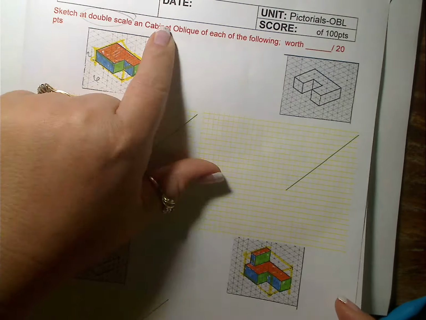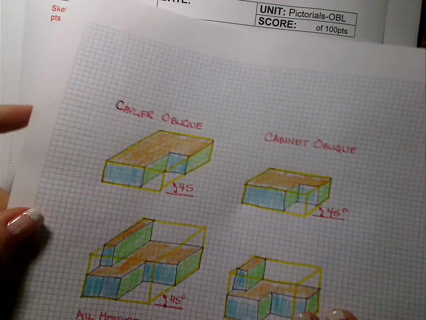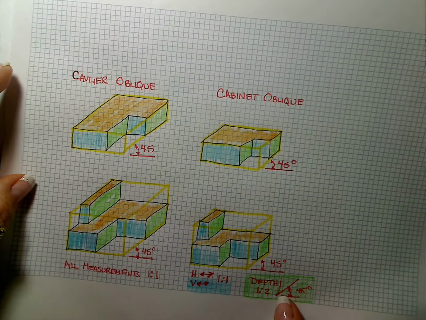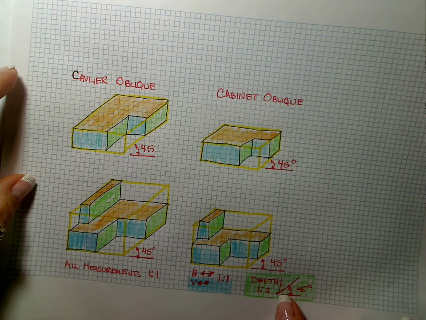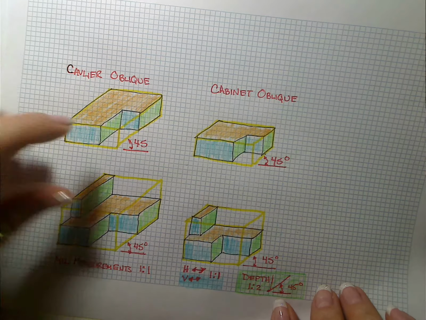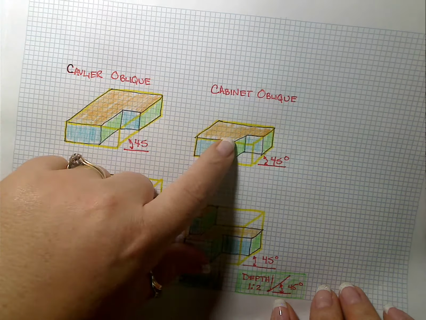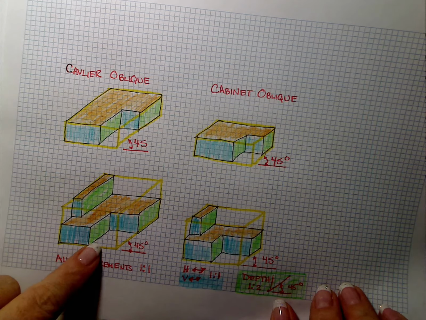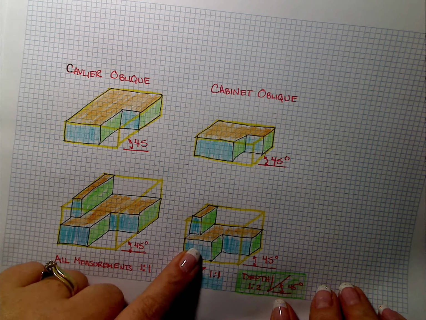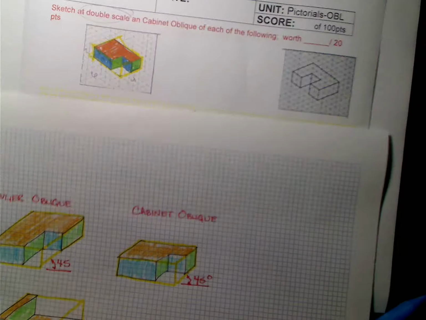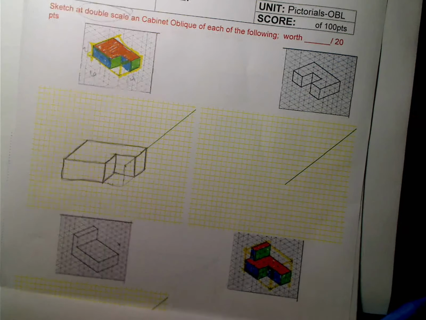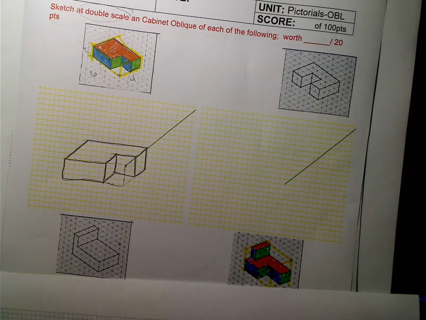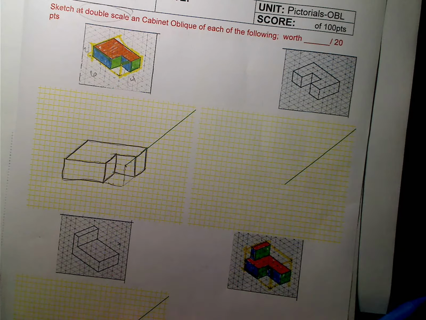Remember, we're dealing with a cabinet oblique, which means anything that's on that depth on that 45 gets halved. That way it looks realistic. Because remember, that's the difference. Cavalier kind of looks stretched out, looks funny. Cabinet oblique, it looks correct. So there's that same drawing. Here it is as a Cavalier. Here it is as a cabinet. And of course, here it is as an isometric. And yes, isometric is more realistic looking, but we're still learning just to practice.